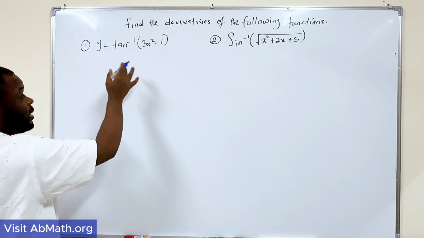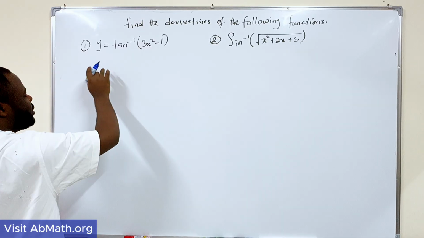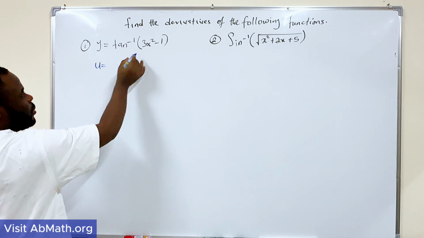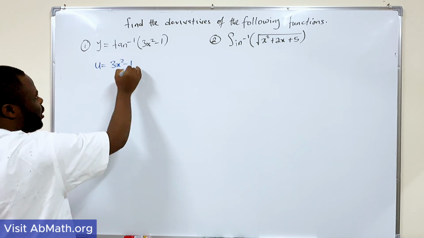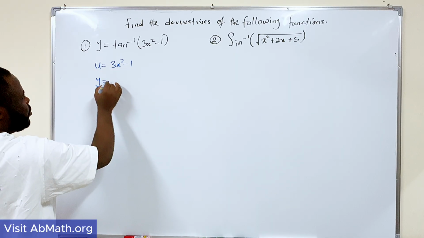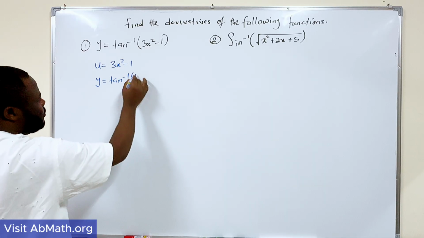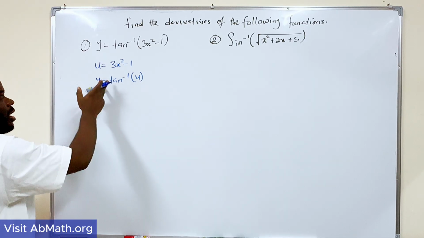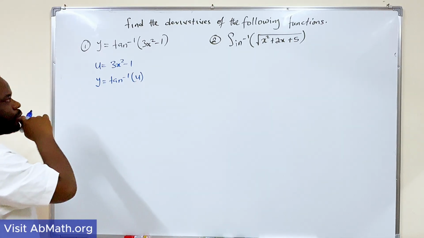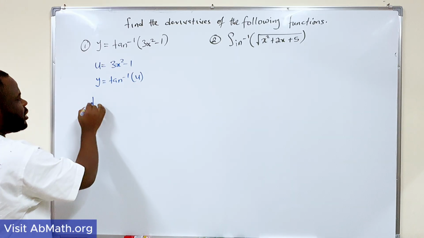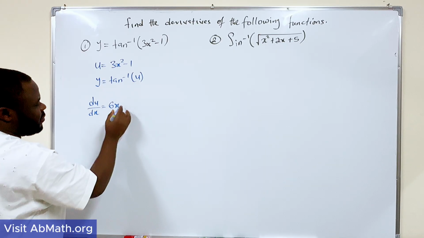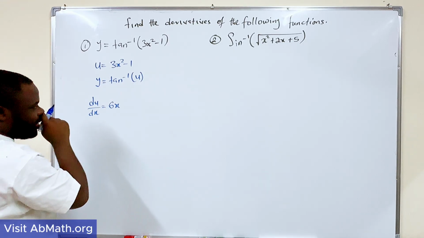So start from the one inside, or let me say the last part of your function, which is this quadratic. So you can say that u equals 3x squared minus 1, right? So you now say that your y now equals tan inverse of u. When you have two functions inside a function, meaning a composite function, you use the chain rule. So first you find the derivative, du dx. So this will be 6x because we are finding it with respect to x.